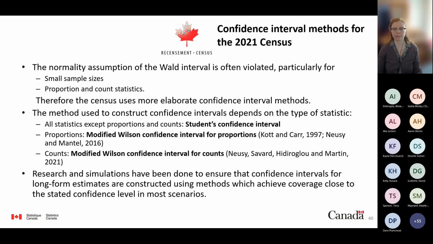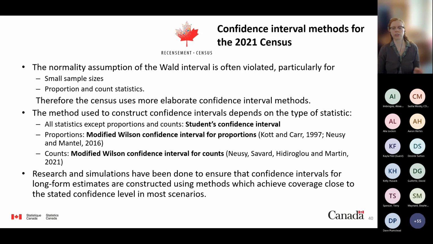For long form estimates, the method used to construct confidence intervals depends on the type of statistic. For all statistics other than proportions and counts, we use the student's confidence interval. For proportions, we use the modified Wilson confidence interval for proportions. And for counts, we use the modified Wilson confidence interval for counts. And research and simulations have been done to ensure that confidence intervals for long form estimates are constructed using methods which achieve coverage close to the stated confidence level in most scenarios.